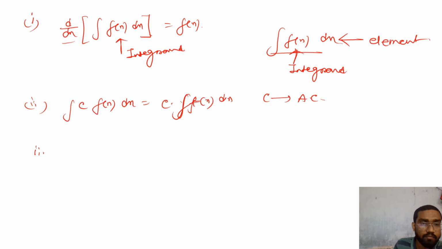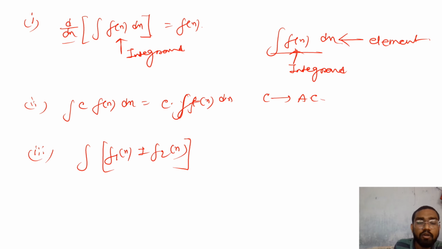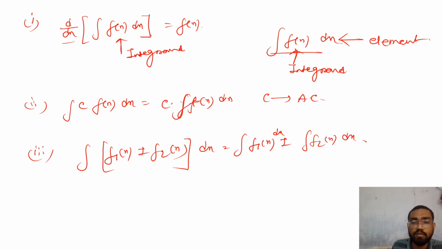Now third is the integration of f1 of x plus or minus f2 of x, where f1 of x and f2 of x are two functions of x, then this is equal to the integration of f1 of x dx plus or minus the integration of f2 of x dx. So these are the main three properties of integration.